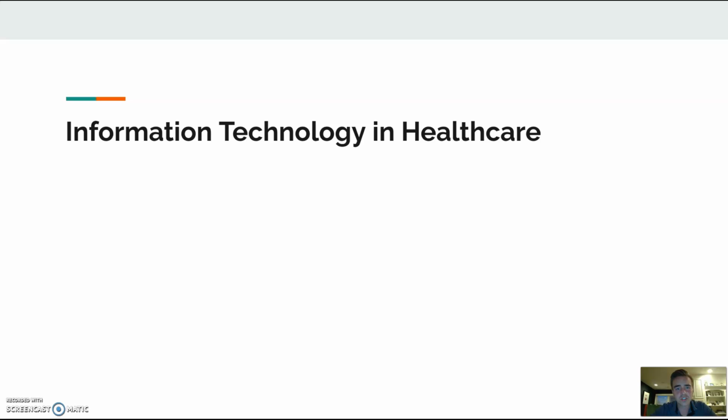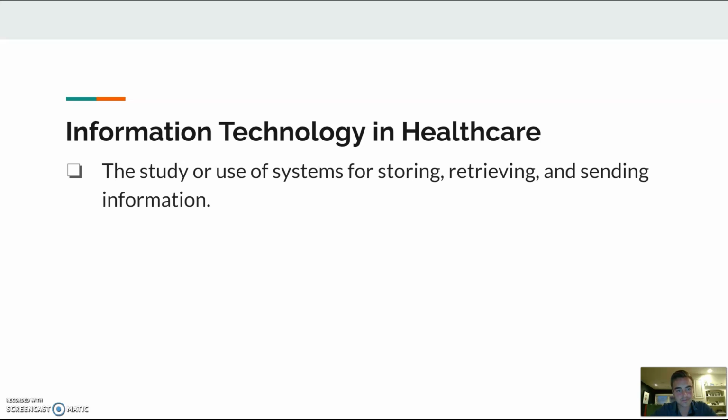So when we look at what information technology in healthcare looks like, we have to start from the basics of what is information technology. Very straightforward and simple definition here: it's just the study or the use of systems for storing, retrieving, and sending information. With that, I'm going to take us a step into one specific area of information technology in healthcare, and that's the field of the electronic health record. With understanding how the EHR can play a role in healthcare, it's important to understand where the EHR has come from and what that future is going to look like for it.